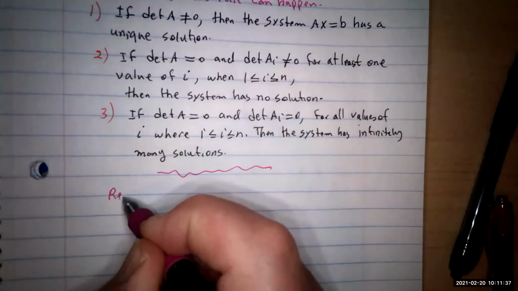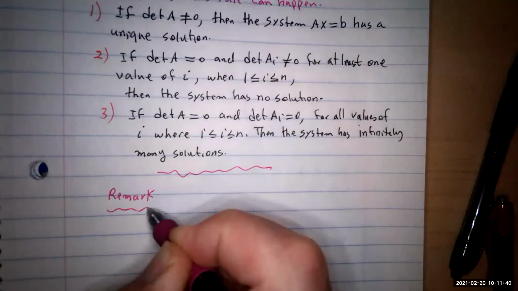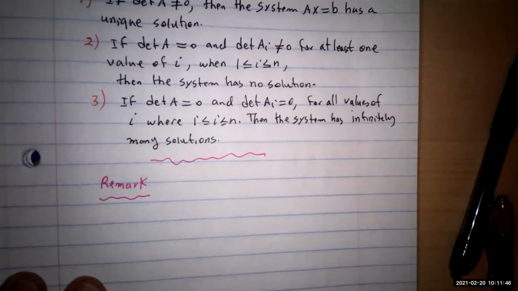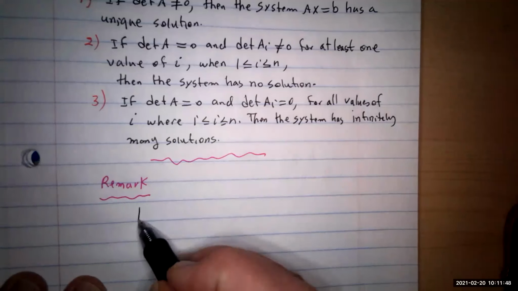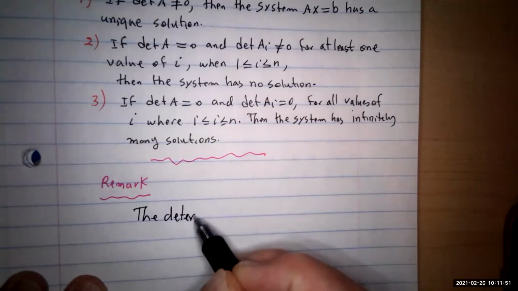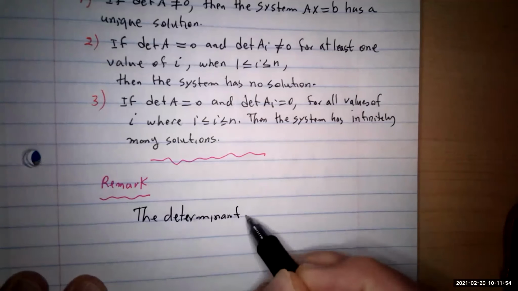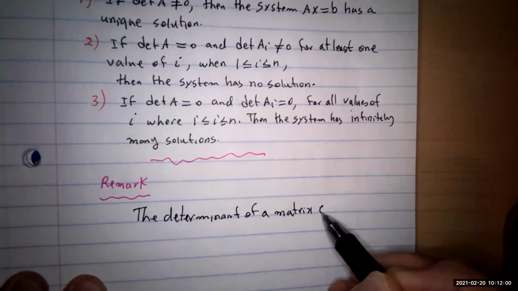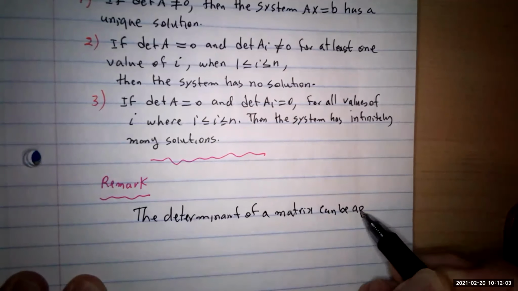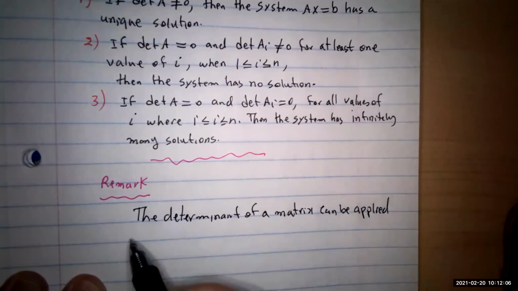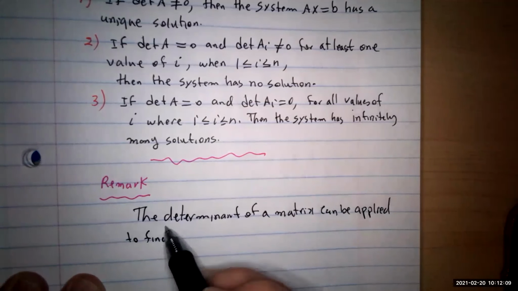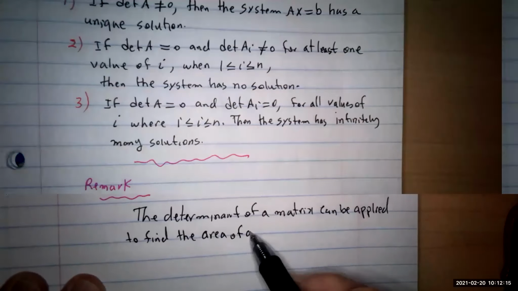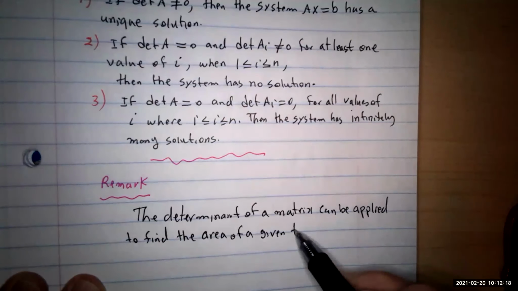The other remark is that the determinant of a matrix can be applied to find the area of a given triangle.